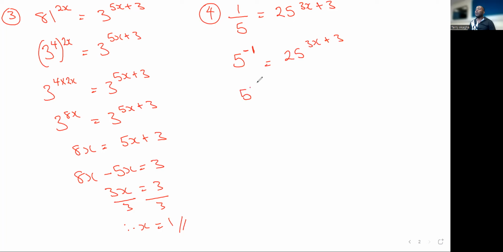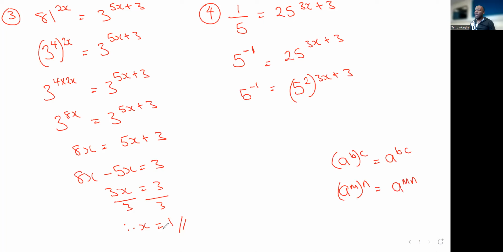Now, 25 is the same thing as saying 5 raised to the power what? 2, okay? Then 3x plus 3. We're going to apply the same rule. So if you have a raised to the power b multiplied by c, it's going to give you a raised to the power what? bc. Are you seeing? Or you say a raised to the power m multiplied by n, it's going to give you a raised to the power what? mn. So you multiply the powers.